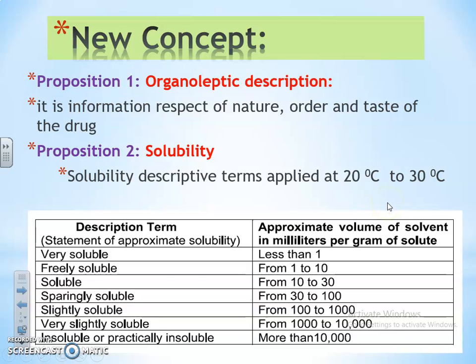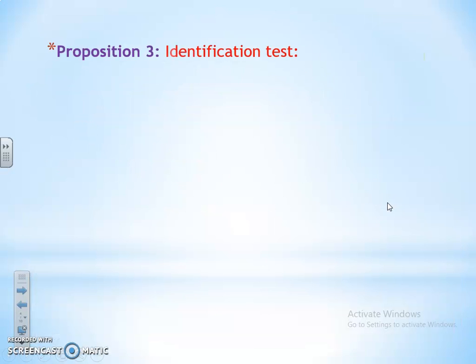So this is the solubility, and the solubility of the substance again we have to check as per the description given in the official pharmacopoeia, and we have to match the results to see whether it complies with the official pharmacopoeia or not. That again we have to check as far as the identification test is concerned.